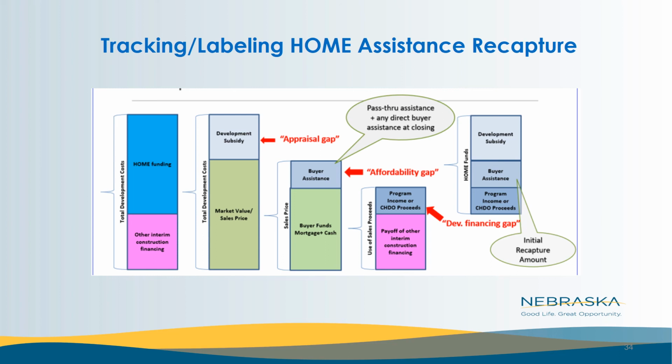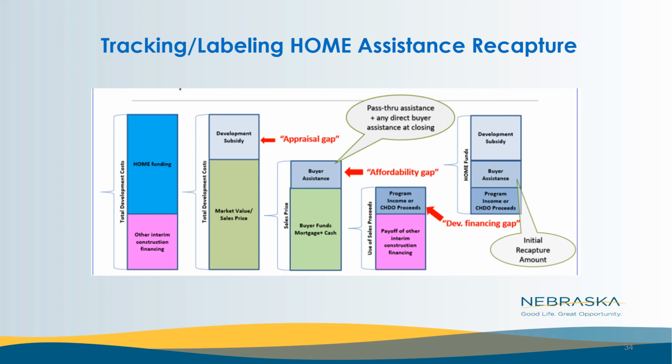The blue HOME funds on the left are now in three parts of the development. Some pay for development subsidy, some pass through the development to the buyer, and then some flow back to the organization as total proceeds. The development subsidy gets written off. The buyer assistance or subsidy is determined with the buyer's note and mortgage. The total proceeds collectively are how we reconcile the use of the HOME funds.